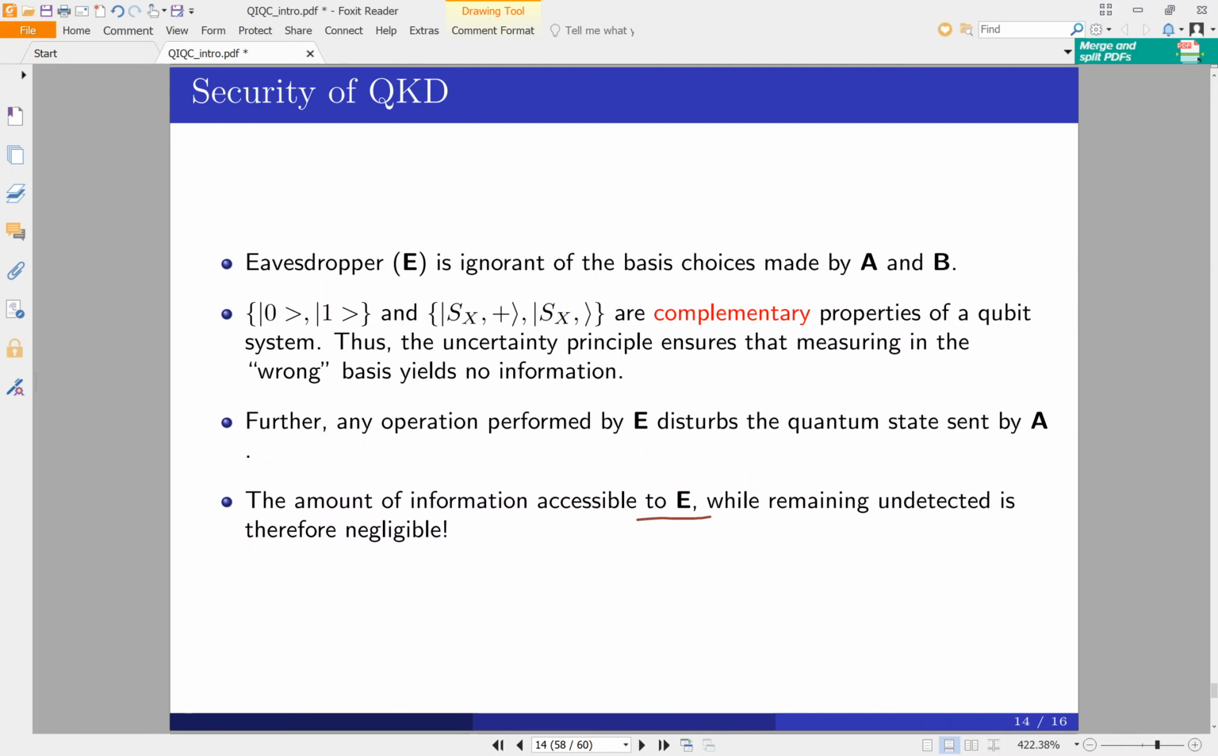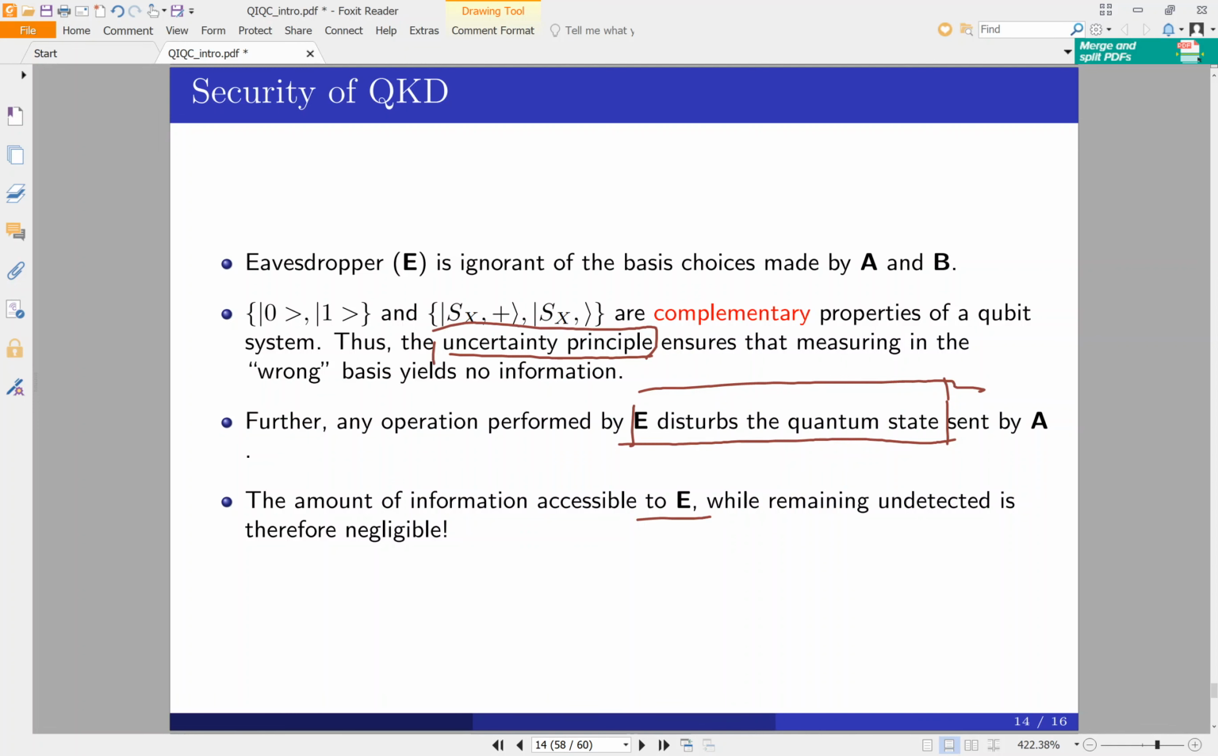The security essentially comes from two physical properties: the uncertainty principle, which ensures that unless you know the basis in which the information was encoded, you don't have access to that information. And secondly, in trying to access the information, you must necessarily disturb the quantum state. So the uncertainty principle and the fact that the measurement disturbs the quantum state ensures that a quantum protocol for public communication can be made secure.